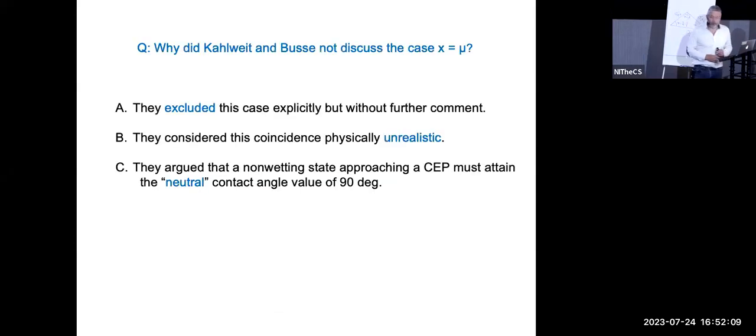And just as an anecdote, I'm asking you this question here. Why did Kalweit and Busse not discuss the case x equals mu? A, they excluded this case explicitly, but without further comment. B, they considered this coincidence physically unrealistic. Or C, they argued that a non-wetting state approaching a critical endpoint must attain the neutral contact angle value of 90 degrees. So, who votes for A?